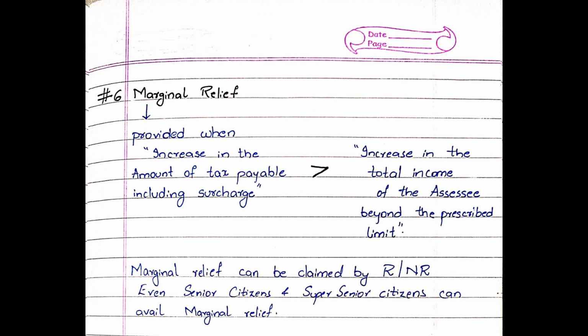Today let us discuss the concept of marginal relief. Marginal relief is provided when there is an increase in the amount of tax payable including the surcharge, and such increase in the tax payable amount is greater than the increase in total income of the assessee beyond the prescribed limits for levy of surcharge.